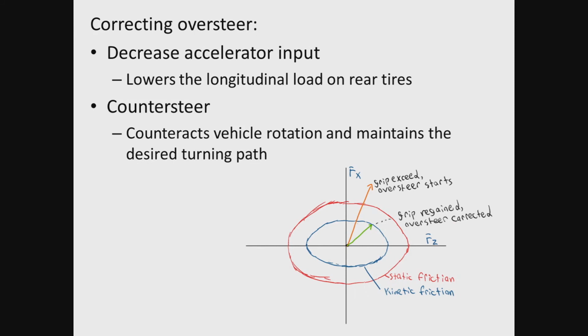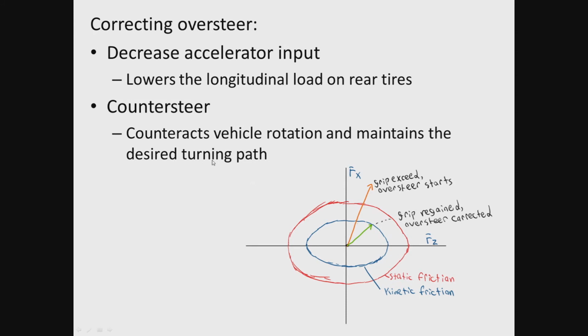If we look at this diagram here, it's the exact same principle where you exceed your static friction. You have to lower the load on that tire to get it back within your kinetic friction. That way you have grip on the tire again. Then you can work your way back up to static friction and get closer to the limit once again. If you want to correct for oversteer, it's the same idea of decreasing the load applied to the tire.